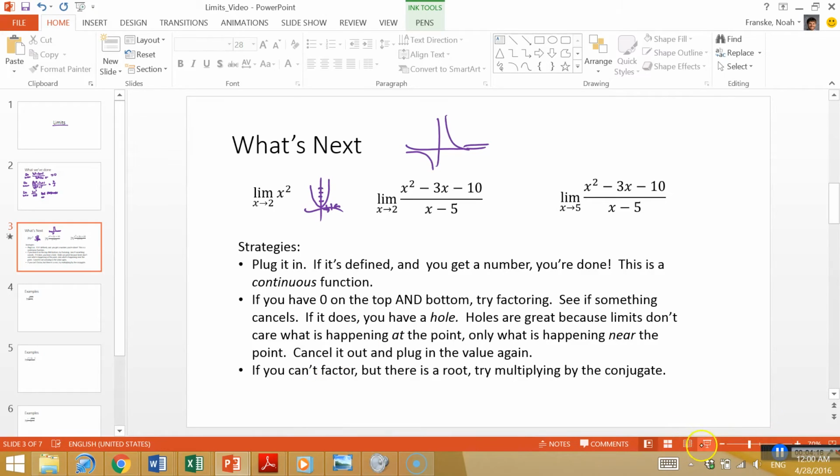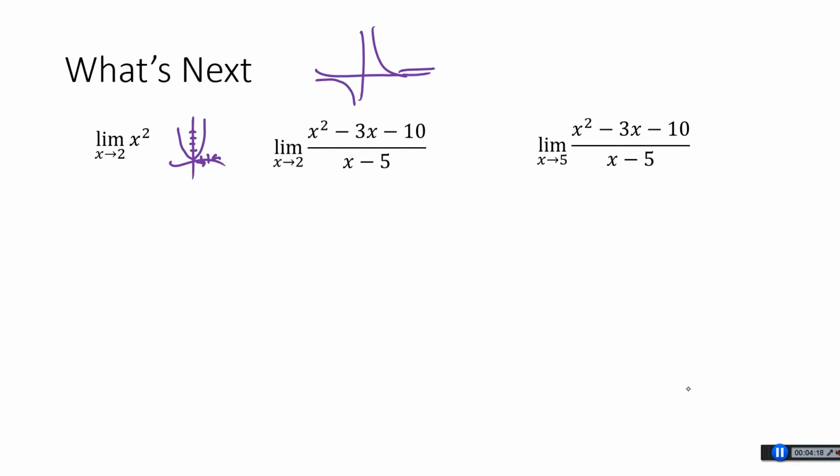So, make this bigger. As x approaches 2, all we do is just plug it into x squared. So 2 squared is equal to 4. And we're done. That is our limit. So the way you would write that is the limit as x approaches 2 of x squared is equal to 4. Because you just plug it in. That's all you have to do.